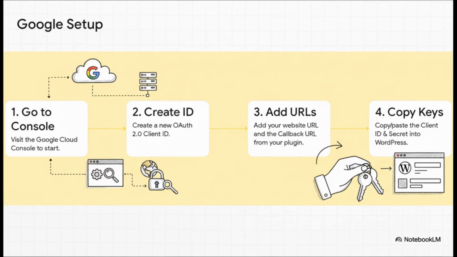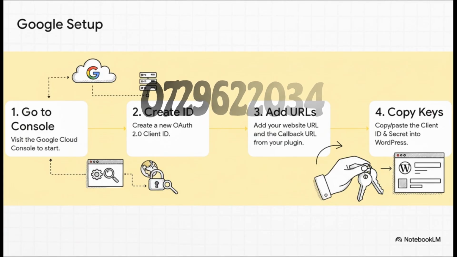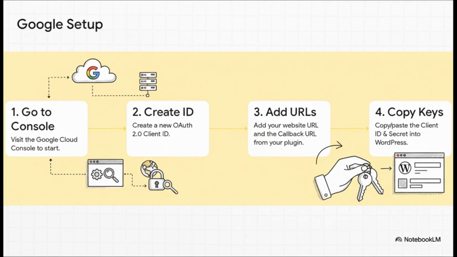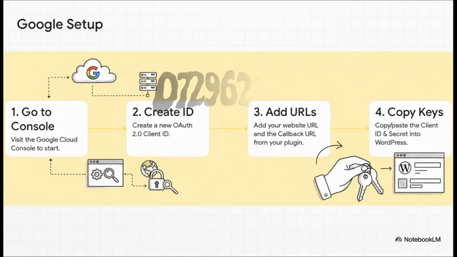And would you look at that? The Google setup follows our pattern to a T. You go to their console and create an app. They call it an OAuth client ID. Then you add your callback URL, and you copy the keys over to WordPress. See? Same exact pattern.